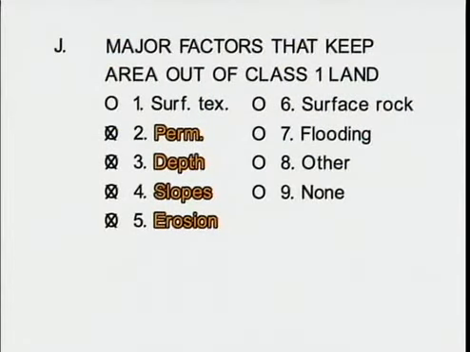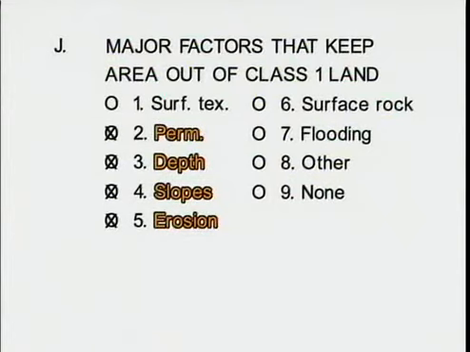Flooding. Under flooding, occasional and frequent are factors. Well, we're rare here, so that is not a factor, so that would not be marked in this case. Rare flooding would not prevent land from being Class 1. So we should not have checked items number 6 and 7.